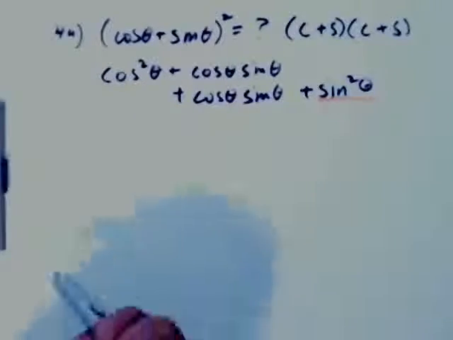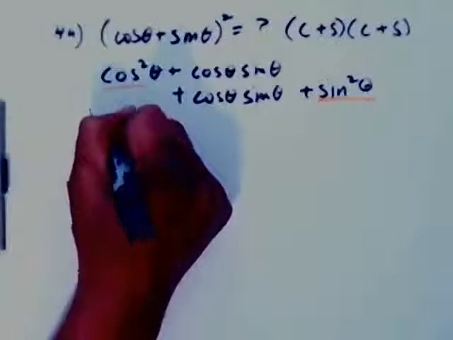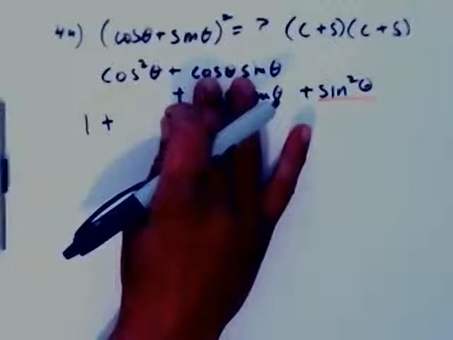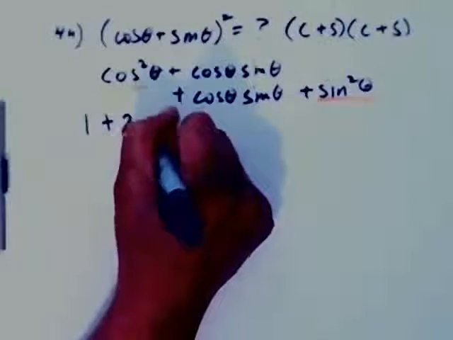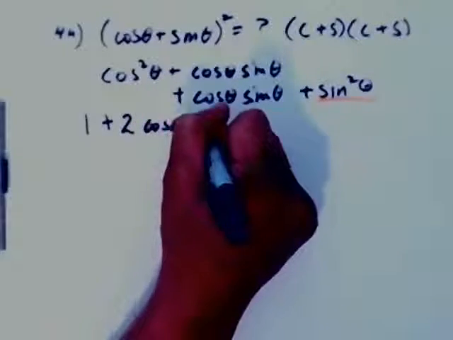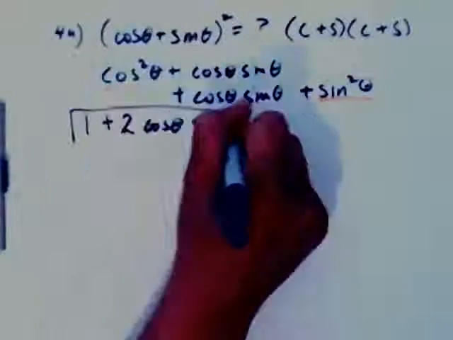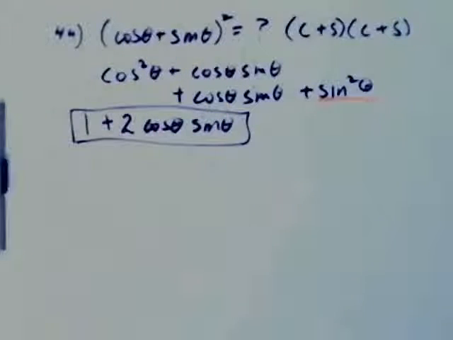Cosine squared plus sine squared is equal to 1, plus cosine theta sine theta plus another cosine theta sine theta, which is 2 cosine theta sine theta. There's your final answer. Okay? Let's do some of the harder proofs.